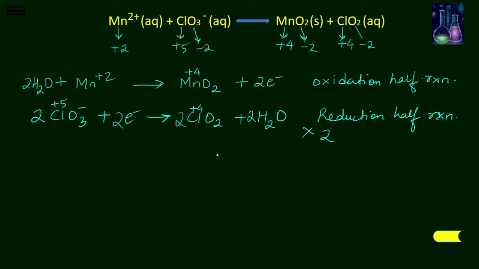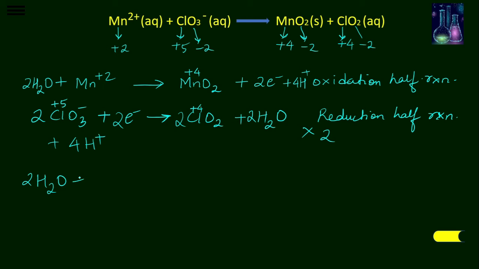Now see for the H plus ions. Here I have 4 hydrogen atoms, and here I have 4 hydrogen atoms in the second reaction. So first I will add the hydrogen ions over here, 4 H plus ions, and here I will add 4 H plus ions. Now the two reactions are balanced. Now just add them.